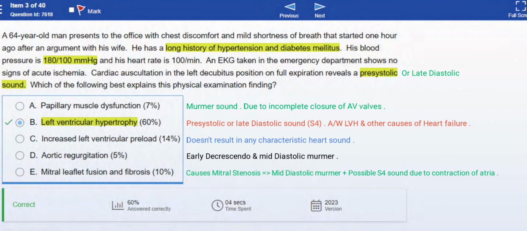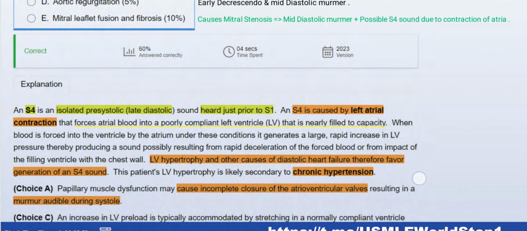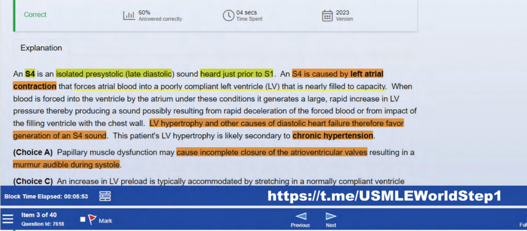Then why not option C? Increased left ventricular preload doesn't result in any characteristic heart sound. Aortic regurgitation gives an early decrescendo and mid diastolic murmur. Mitral leaflet fusion and fibrosis causes mitral stenosis, a mid diastolic murmur, plus possibly an S4 sound due to contraction of the atria. Let us see the explanation in a quick way. S4 is an isolated presystolic, late diastolic heart sound just prior to S1. This is important: S4 is caused by left atrial contraction.